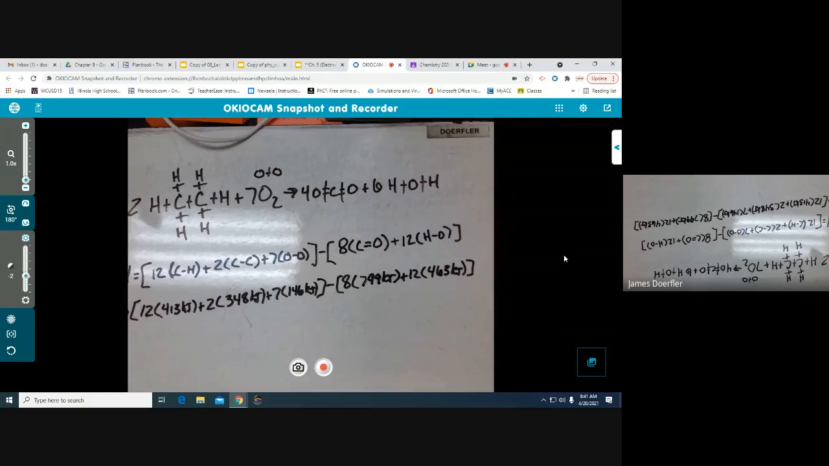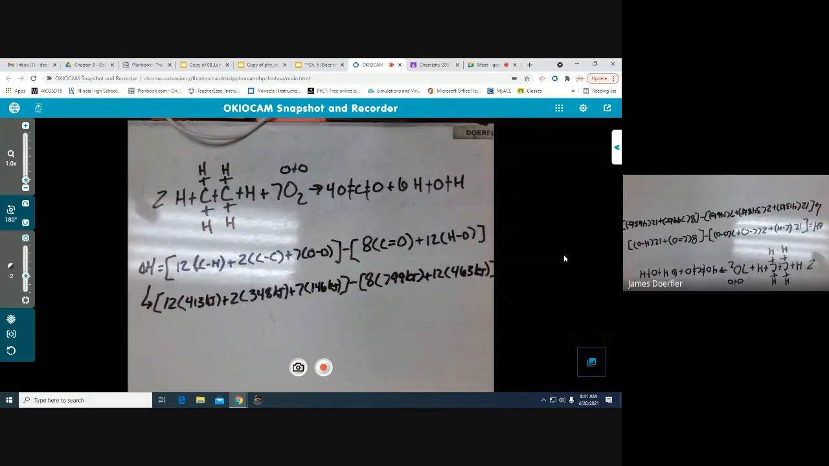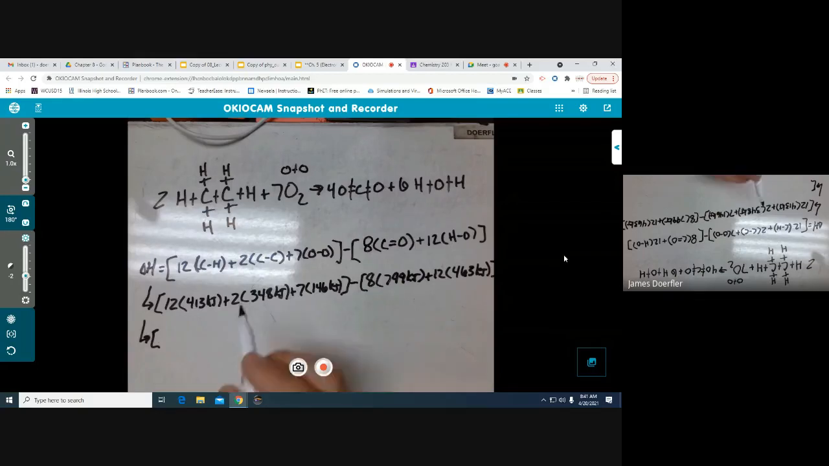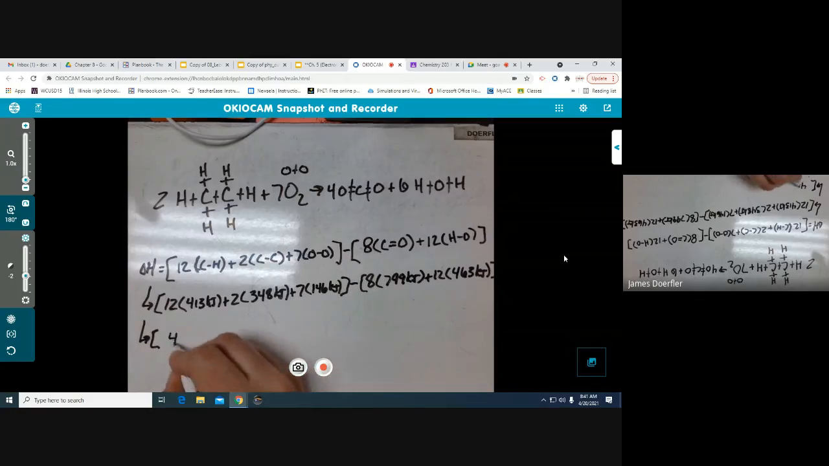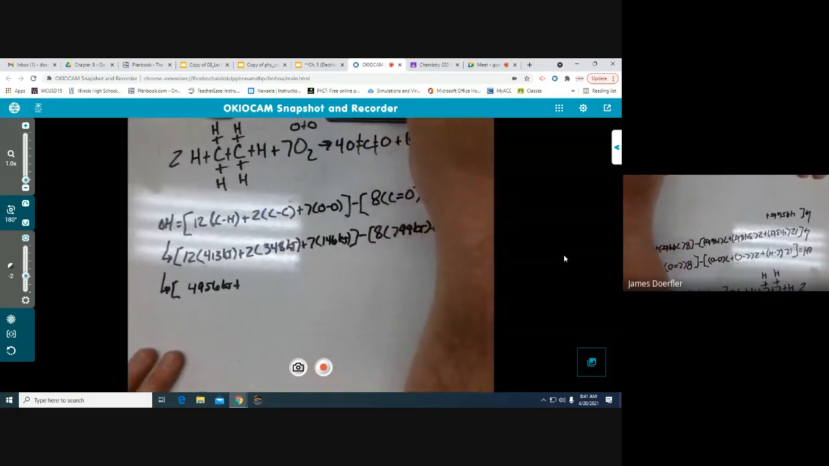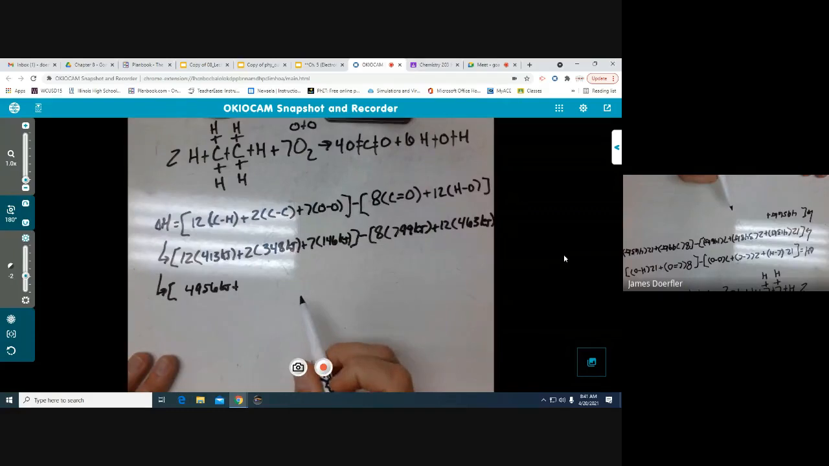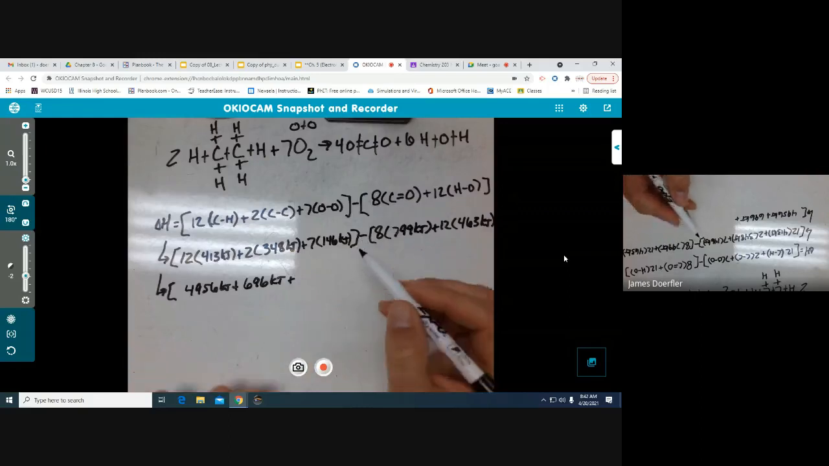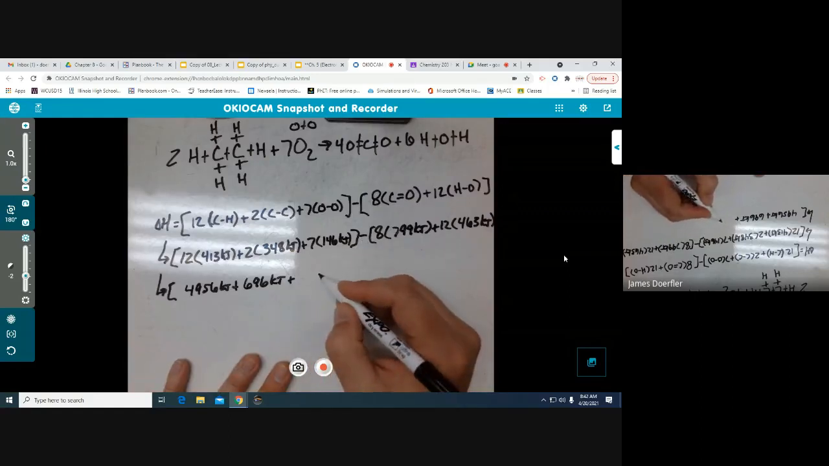So I don't have a calculator within a foot of me, so I'm going to ask for your help. Now we have to start multiplying our values. What's 12 times 413? 4956. Okay. 4956 kilojoules plus 2 times 348, 696 kilojoules, and 7 times 146, 1022.